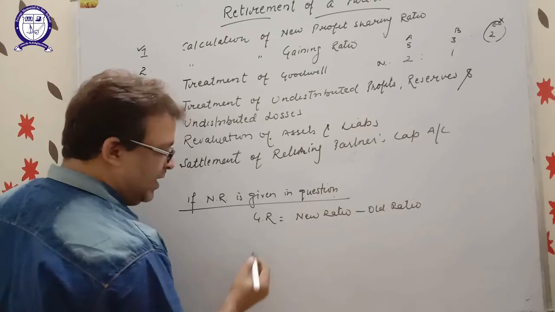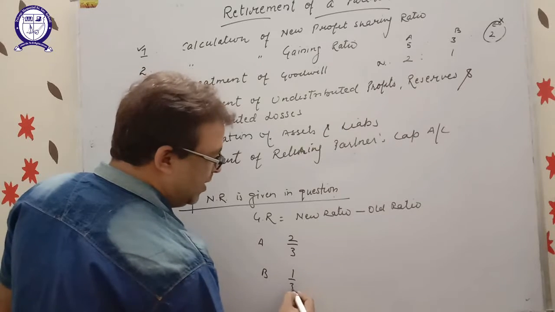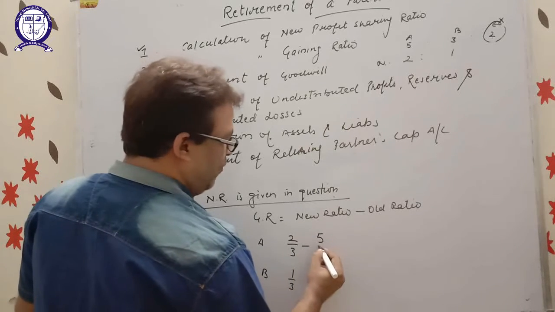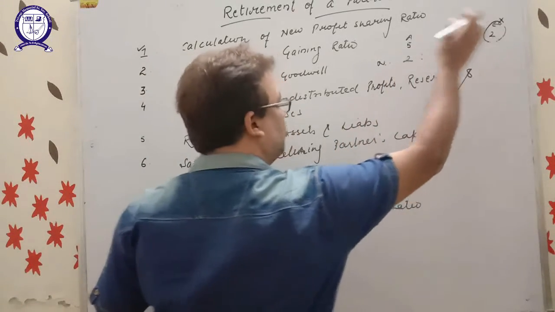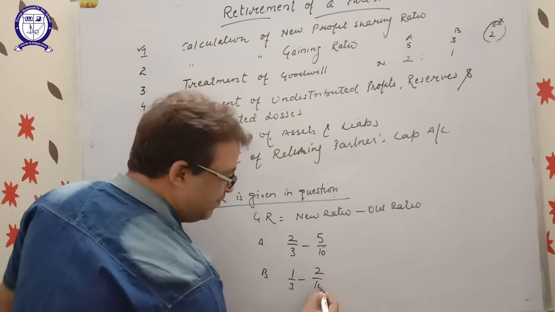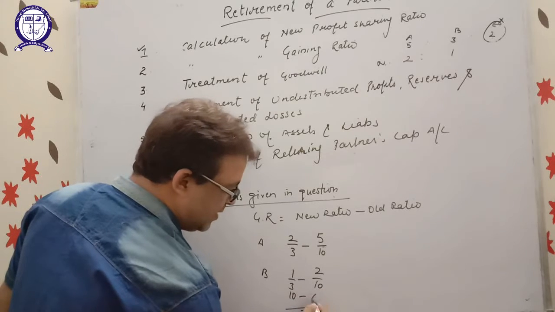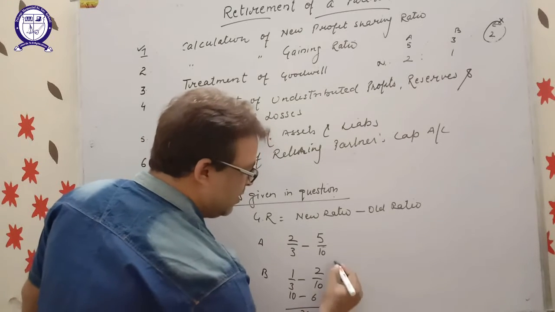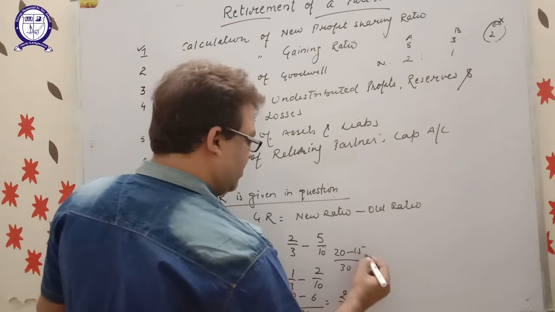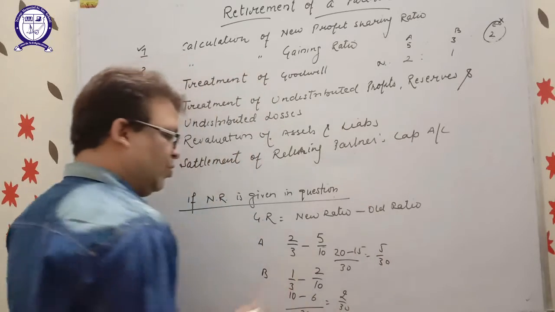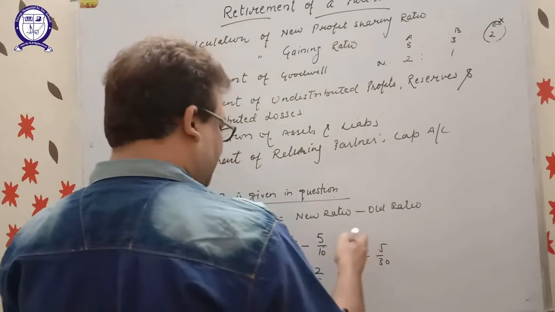So how to calculate the gaining ratio of A and B? New ratio is 2 by 3, 1 by 3, minus old ratio 5 by 10, 3 by 10. 5 plus 3, 8 plus 2, 10. So 2 by 3 minus 5 by 10, LCM 30, 20 minus 15, 5 by 30.